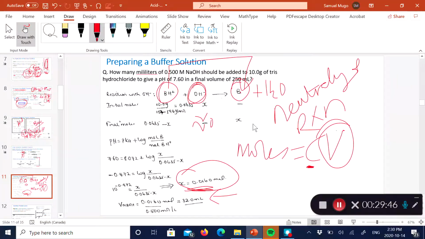So hopefully that's very clear, that we can make buffers using only one of the pairs. In this case it is an acid. I only need to react it with the base so that I can form the other base of the pair.